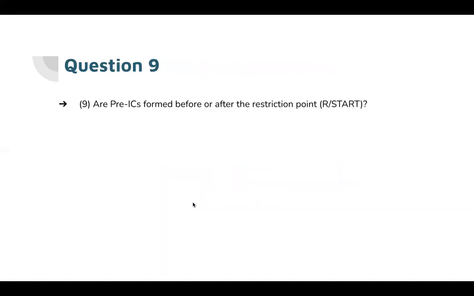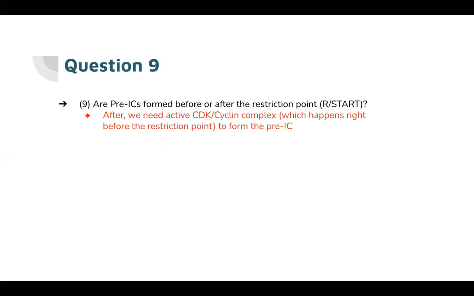All right. Question 9. Laura actually asked you this question in class today. Are pre-RCs formed before or after the restriction point? So this would be after. Remember, we need an active CDK-cyclin complex, which happens right after the restriction point, to form the pre-IC. Does anyone have any questions on 9?